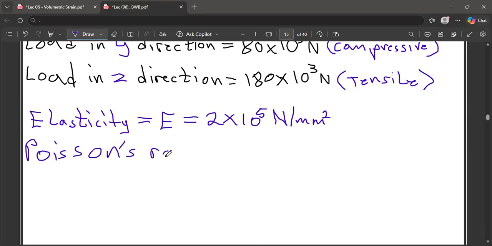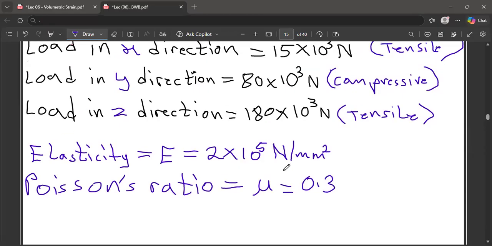And the Poisson's ratio is giving us this. Okay. And that is 0.3. This should tell you that it's a steel. So from here, we are supposed to calculate the change in length. We are also supposed to calculate the change in volume.